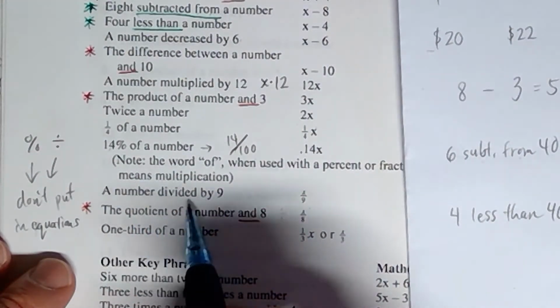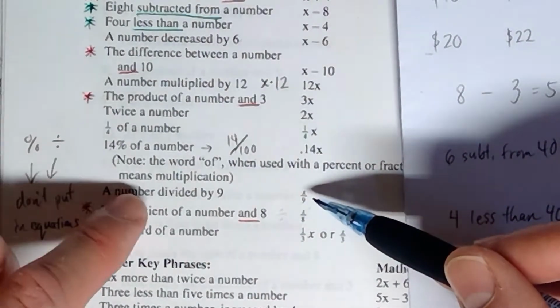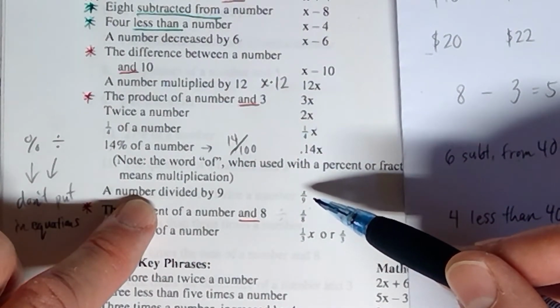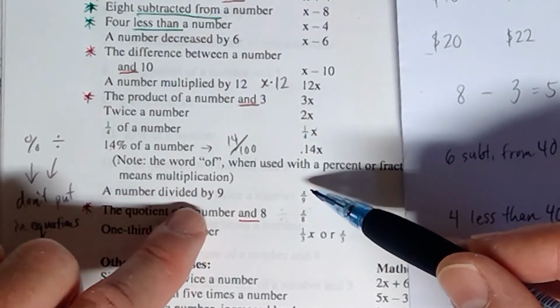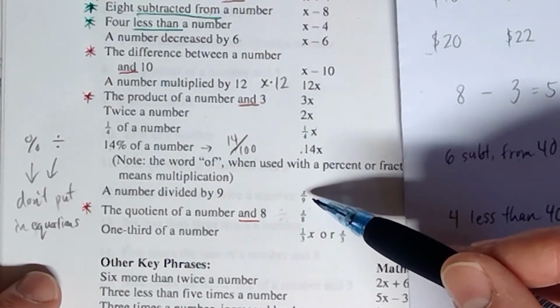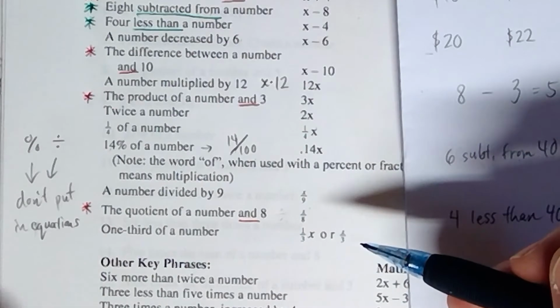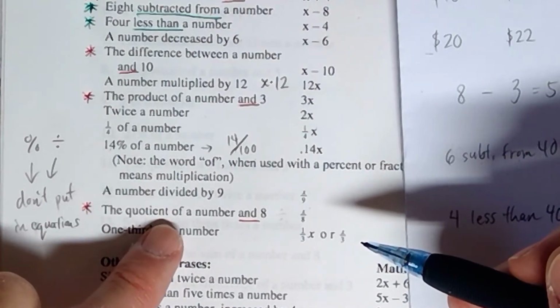A number divided by 9, that's just like it sounds. Remember, whatever comes first is going to go on top, and whatever goes after the phrase divided by goes on the bottom.